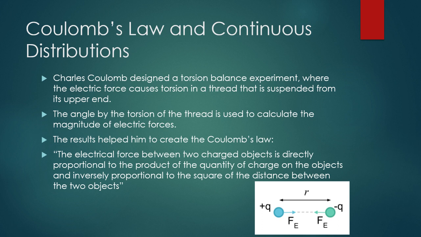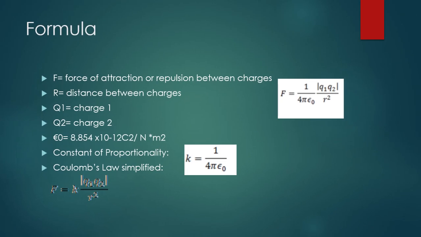Coulomb's law establishes that the electrical force between two charged objects is directly proportional to the product of the quantity of charge on the objects and inversely proportional to the square of the distance between the two objects. Here we have the formula of Coulomb's law, where F is the force of attraction or repulsion between charges, R is the distance between charges, Q1 is charge 1, and Q2 is charge 2.